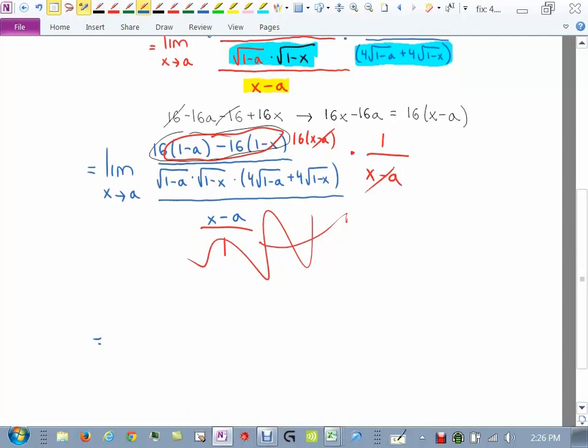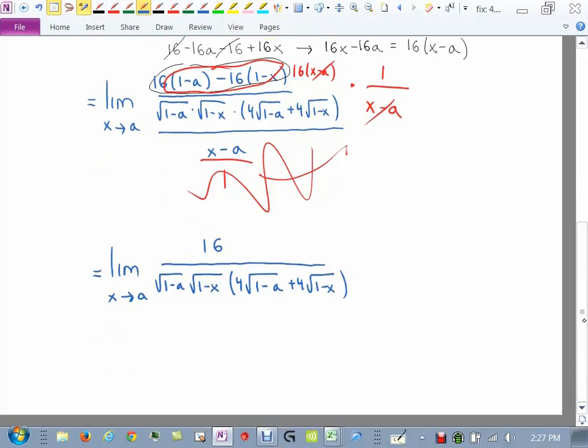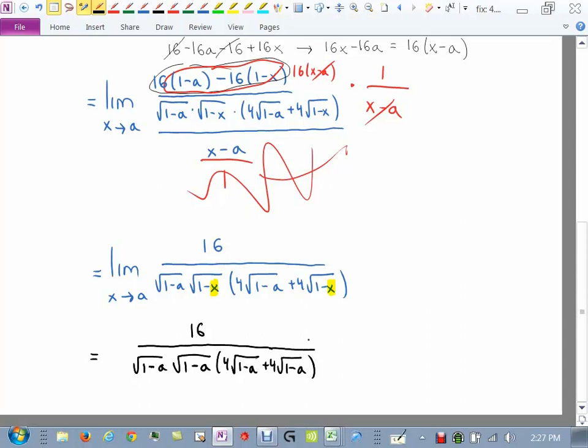Limit x approaches a. We had the 16 on top that didn't go away. And all this junk down here, square root 1 minus a times square root 1 minus x times 4 square root 1 minus a plus 4 square root 1 minus x. And now I'm ready to try and let x become a. If x becomes a, this will become an a, and this will become an a. No more limit. We have 16 on top, nothing changed. We have root 1 minus a, root 1 minus a again, 4 times root 1 minus a plus 4 root 1 minus a again, because x is a.